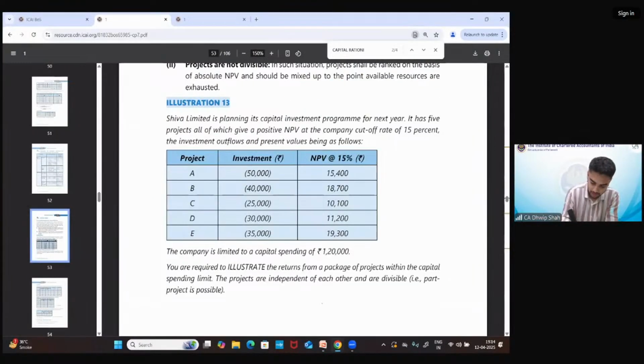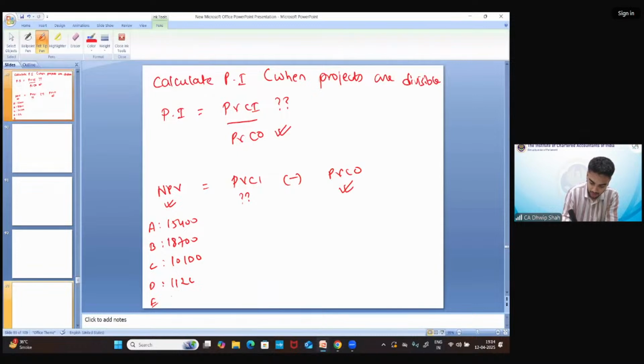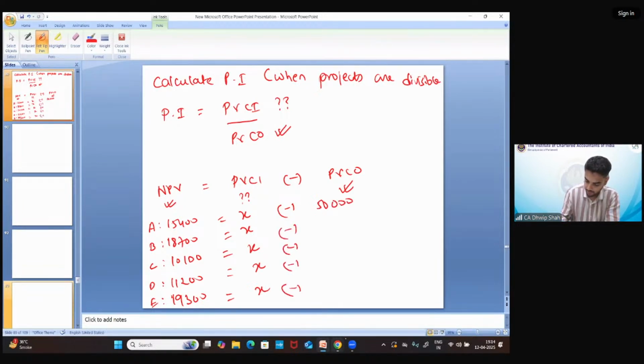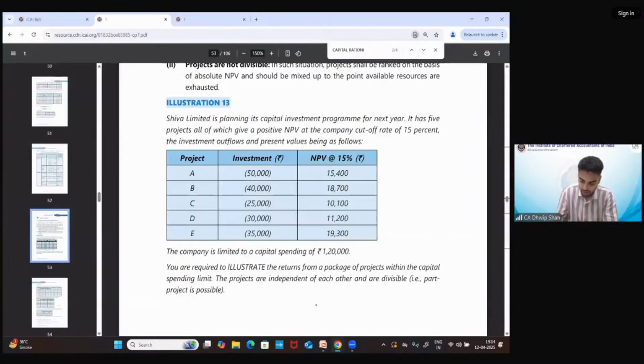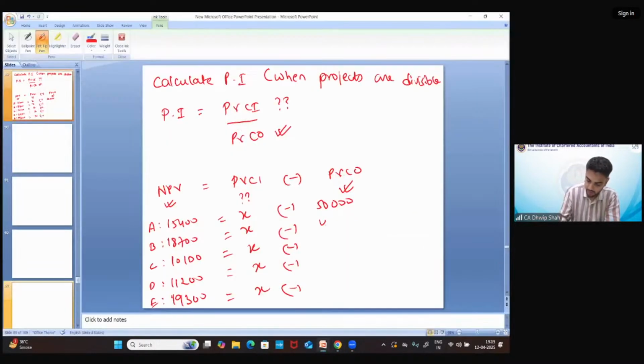11,200, 19,300 is equal to X. Minus 50, 40, 25, 30, 35. 40, 25, 30, 35. So can I say I will get PVCI with the help of NPV का formula?